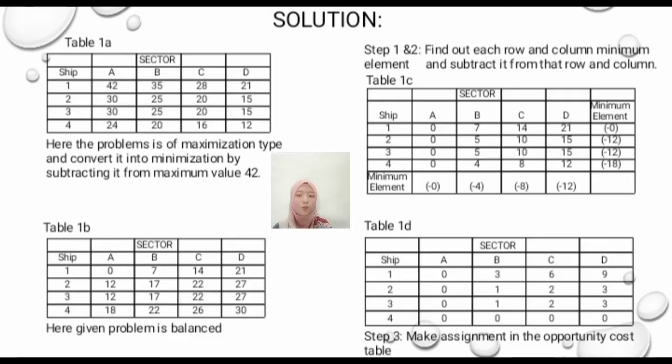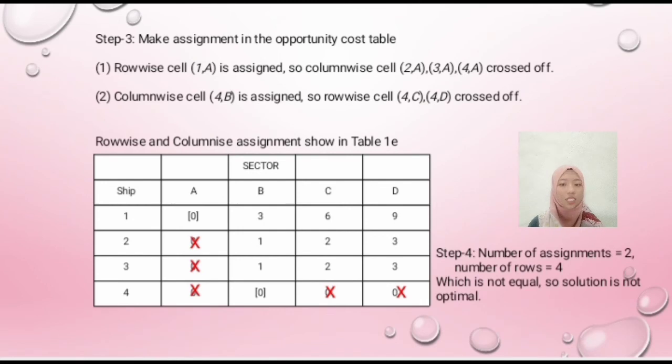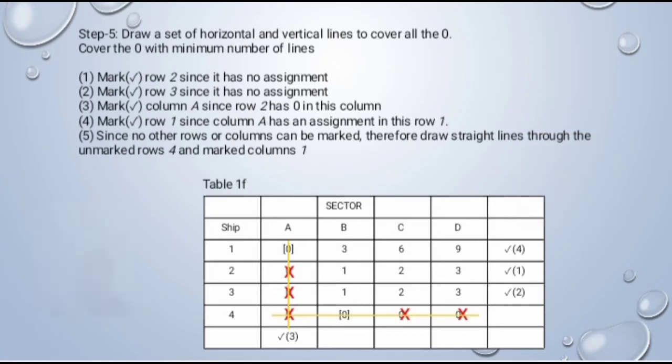Okay, now we move to the solution. For step 3, make assignment in the opportunity cost table. For step 4, now the number of assignments equals 2 and the number of rows equals 4, which is not equal, so the solution is not optimal.